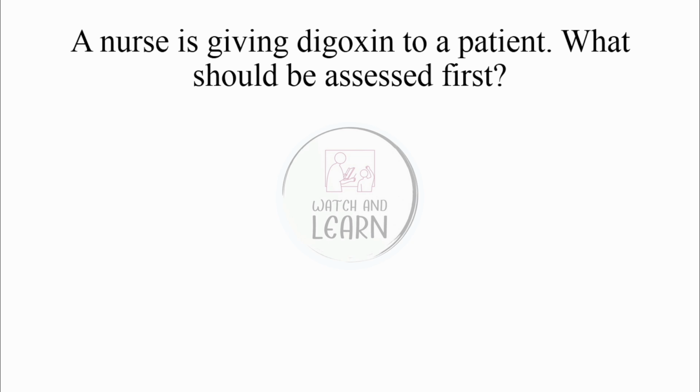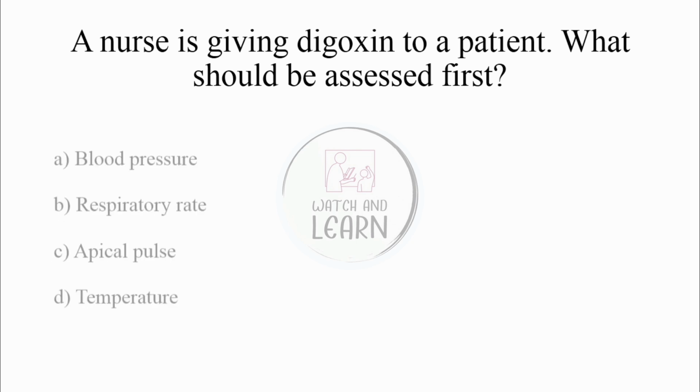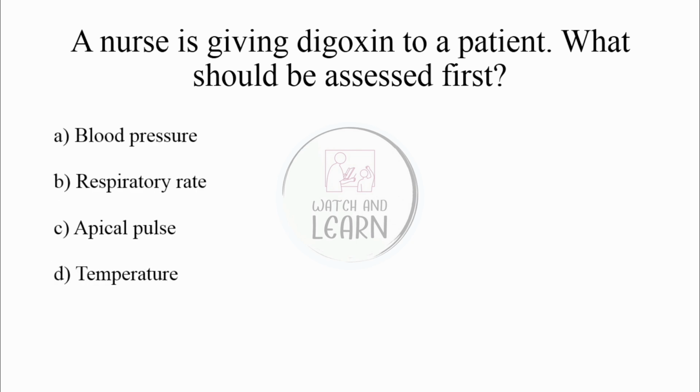A nurse is giving digoxin to a patient. What should be assessed first? Options are option A, blood pressure. Option B, respiratory rate. Option C, apical pulse. Option D, temperature. The right answer is answer C, apical pulse.